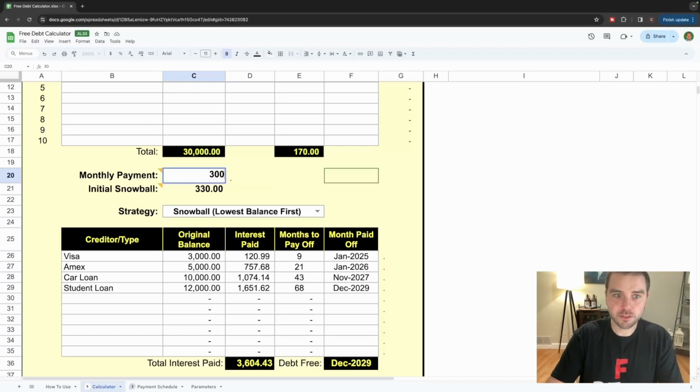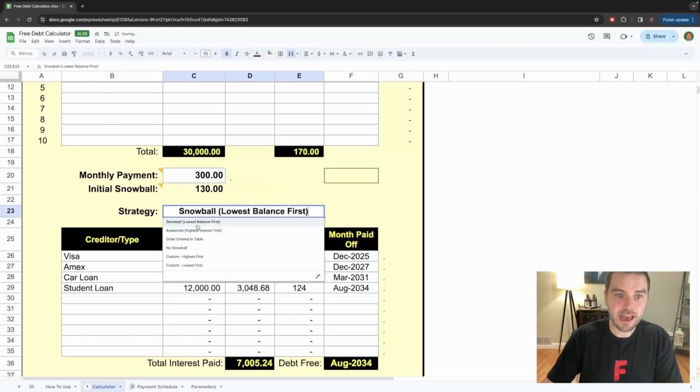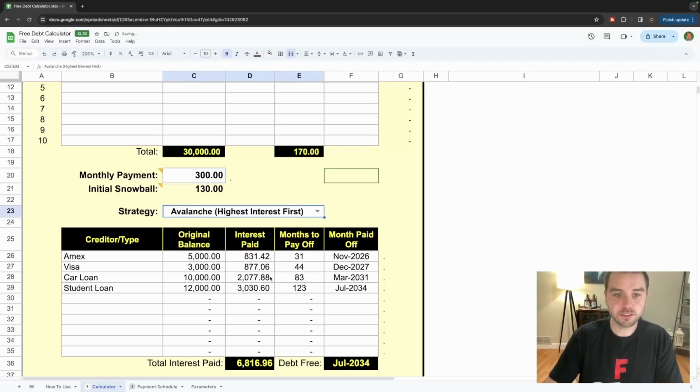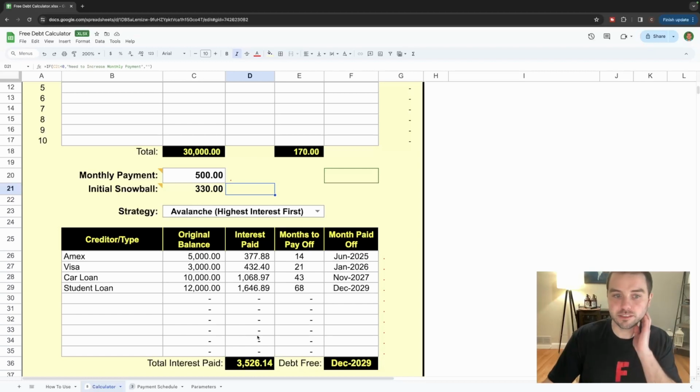So let's put this back to 300, and we'll go to the avalanche method just to see how that was. So originally, the interest paid is $6,800. So if we can find an extra $200 a month to get to $500, and bam, same thing. It's about half the amount of time, and half the amount of interest, which is excellent. So keep playing around with these. Find the best one that works for you.